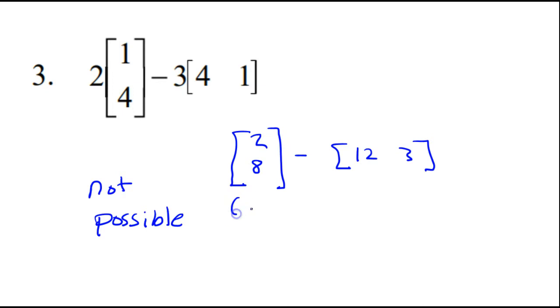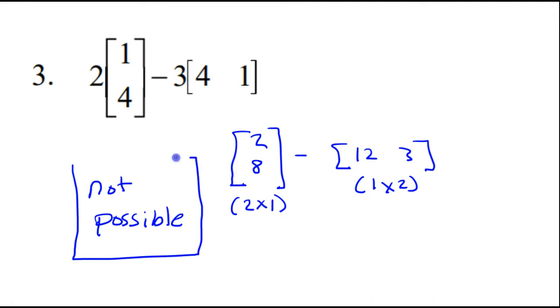However, this is a 2 by 1 matrix, 2 rows, 1 column, whereas this is a 1 by 2 matrix, 1 row, 2 columns. You cannot subtract a 2 by 1 matrix minus a 1 by 2 matrix. The dimensions have to be the same, so not possible.